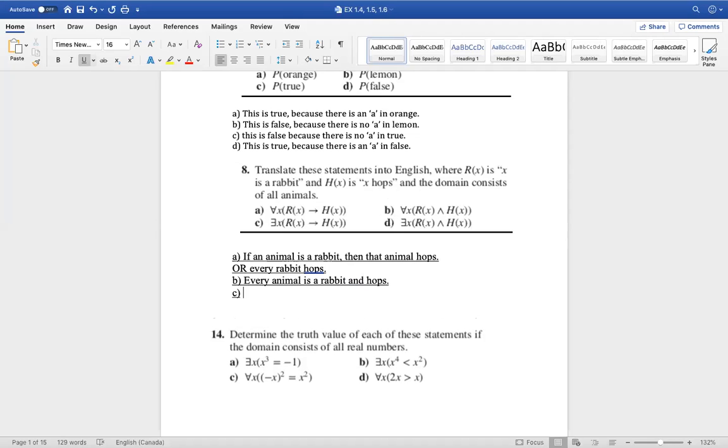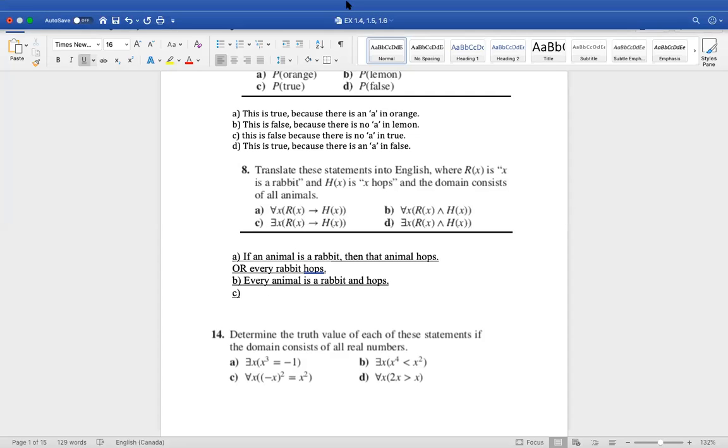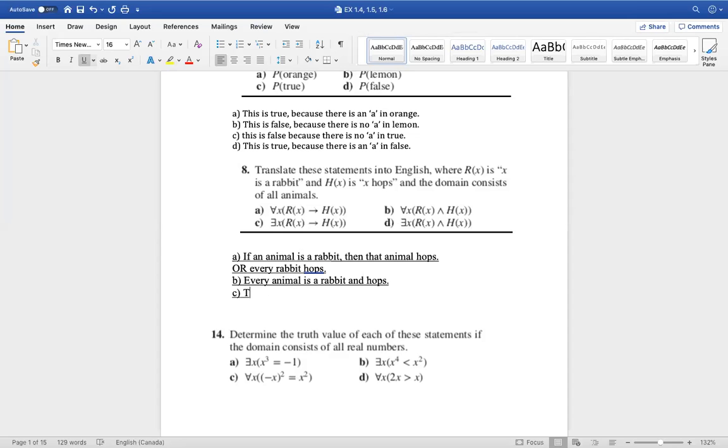Part C. Okay, so for part C, there exists x. This quantifier here represents there exists an x. So here we will say there exists an animal such that, because we have this condition, we will be using terms like if-then. So there exists an animal such that if it is a rabbit, then it hops.